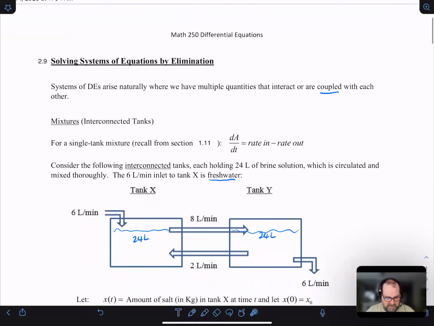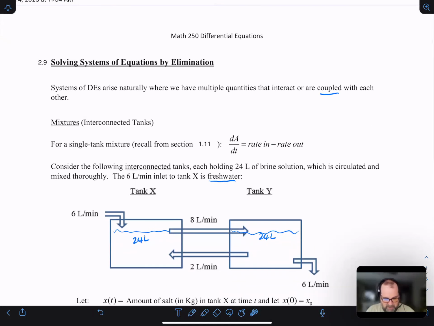So section 2.9, we are looking at solving systems of equations. Now, that's what it says in our book's title here, but of course we mean DEs, not algebra equations. How do you solve systems of differential equations? And our ultimate goal here is to set up an elimination method to do this.